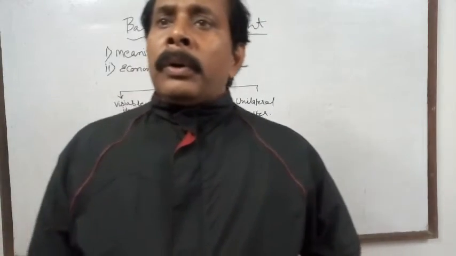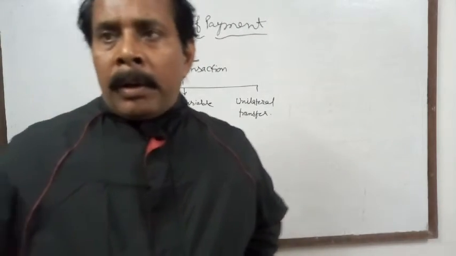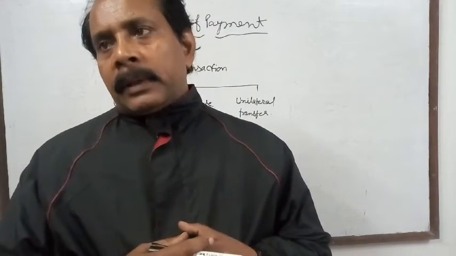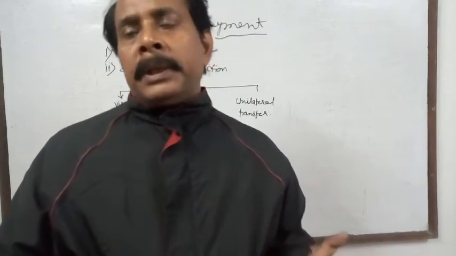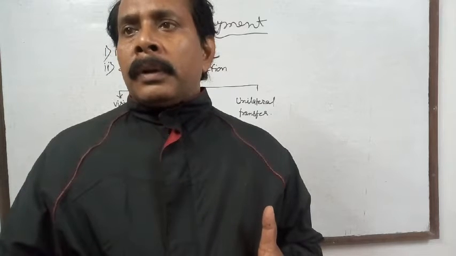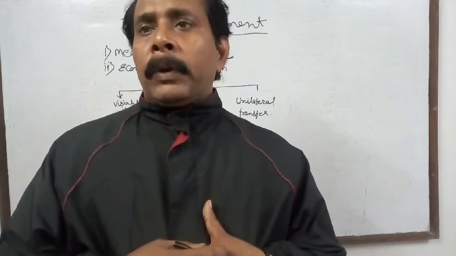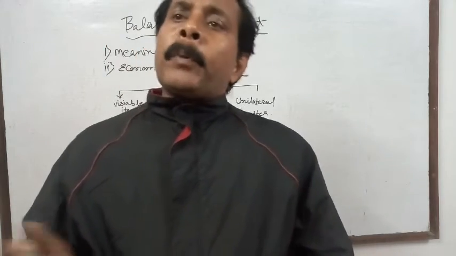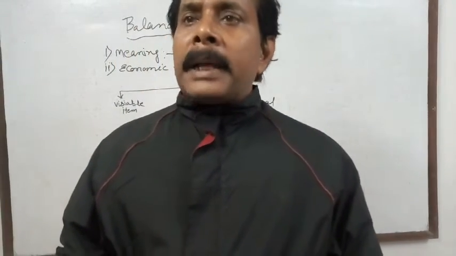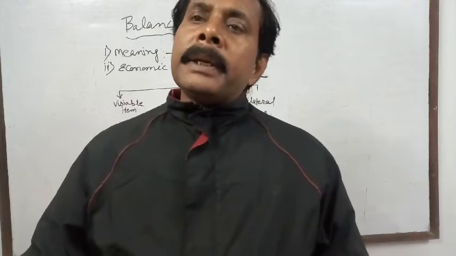Is it clear? Now, second is the invisible item. Invisible items are those items which are related to services such as shipping, banking, insurance, etc. Here you can't measure it in terms of unit. These cannot be touched, cannot be felt. Only the services will be provided here, and that's why it is known as invisible items. So once again, invisible items of trade refers to all types of services such as shipping, banking and insurance.